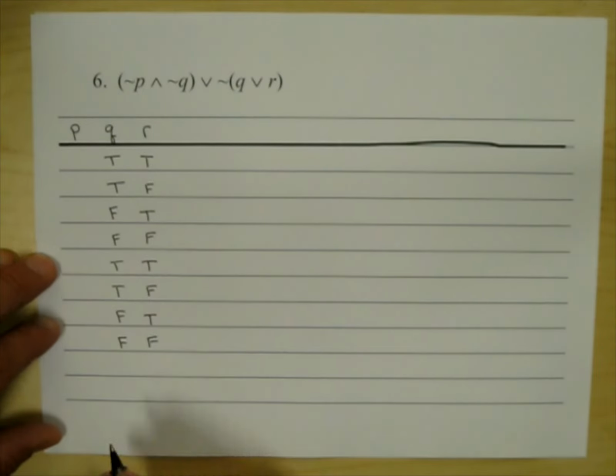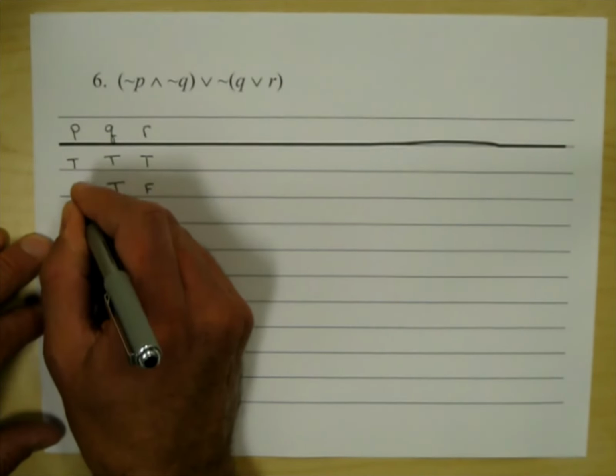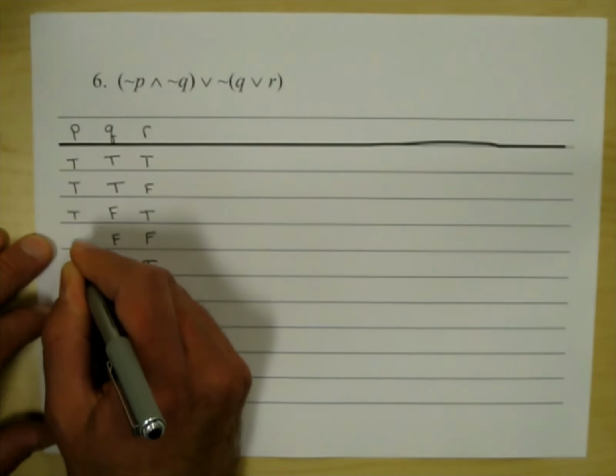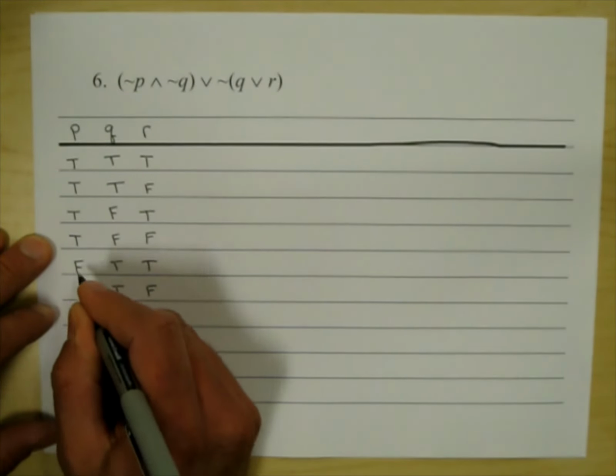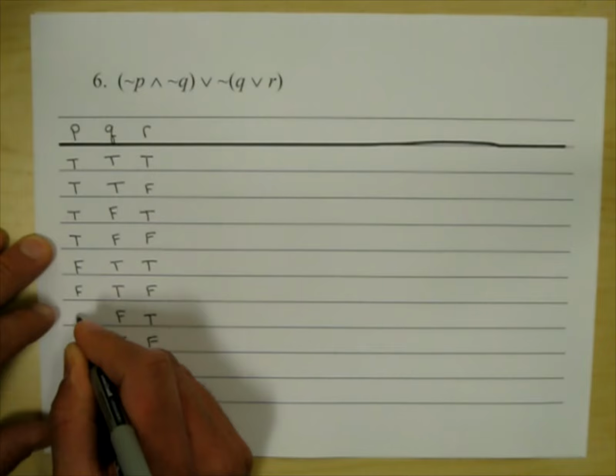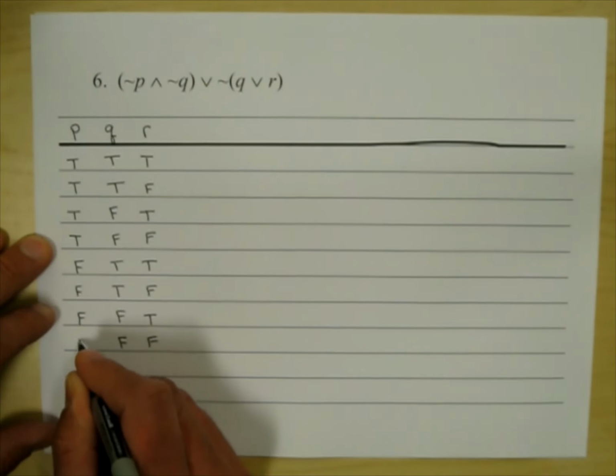So you can even make this musical. You could say true, true, true, true, and then false, false, false, false. Or not. Okay, maybe you don't want to do that.